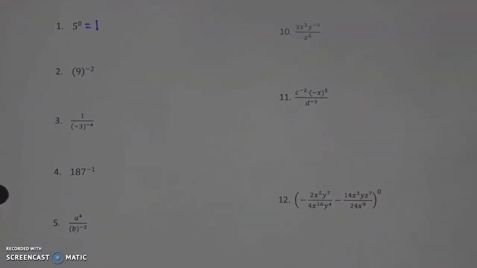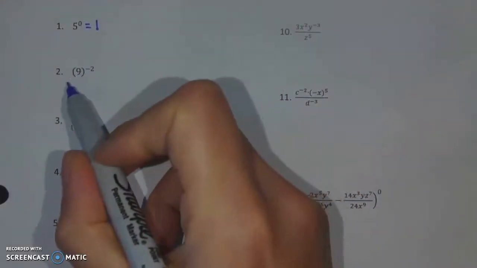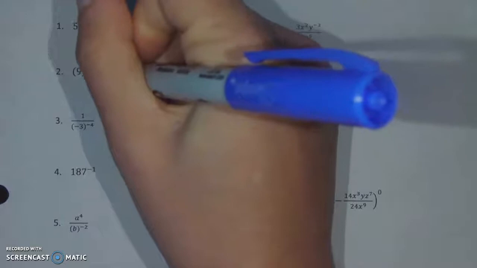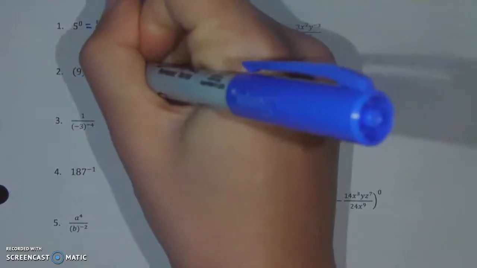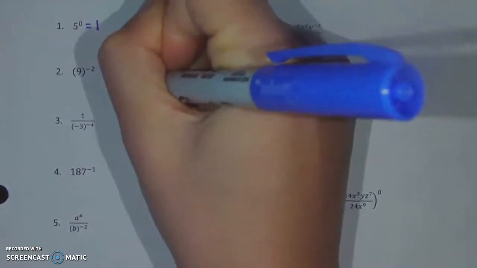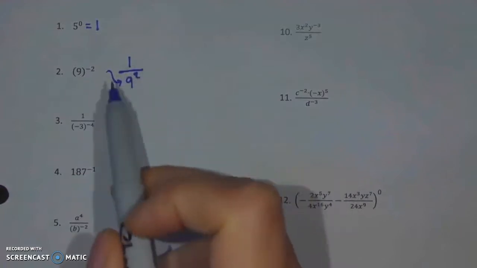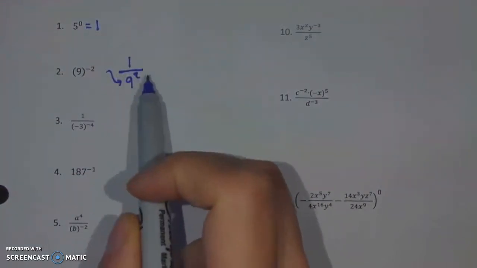And man, do I ever have a lot of them. But don't worry, some of them are easier than you think. So let's start with this. 9 to the negative second. Well, 9 to the negative second just means move it to the bottom of a fraction. So I can lose my negative because I'm moving it to the bottom of a fraction, and I'm just putting the 1 on top because there's nothing else in our fraction. So I've got 1 over 9 squared.